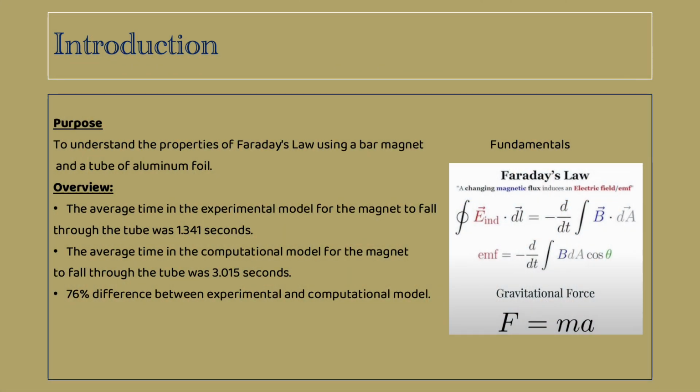The purpose of this lab was to understand the properties of Faraday's law using a bar magnet and a tube of aluminum foil. The overview is that the average time in the experimental model for the magnet to fall through the tube was 1.341 seconds. In the computational model, it was 3.1015 seconds, and there was about a 76% difference between the experimental and computational models. The fundamental physics laws that we used here were Faraday's law and gravitational force.